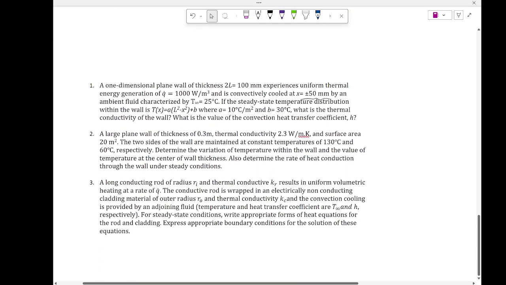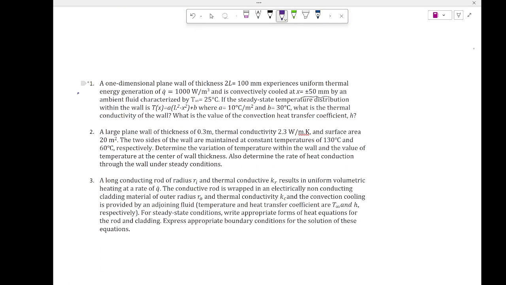So, and then I have this. The second problem. This is problem number 2, 3, and 4. So I have the second problem. It says a plane wall of thickness 2L. So I have a plane wall. The thickness is 2L. Experiences uniform thermal energy generation, q dot is given.